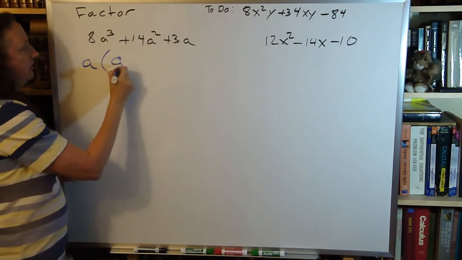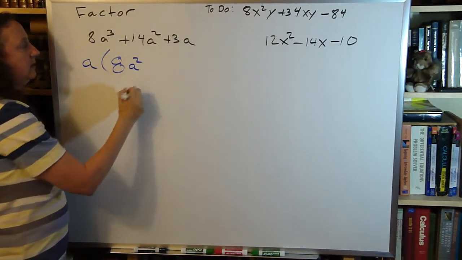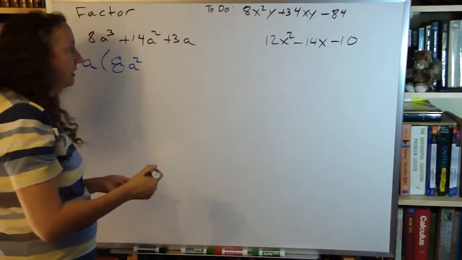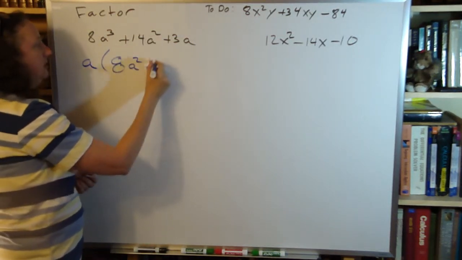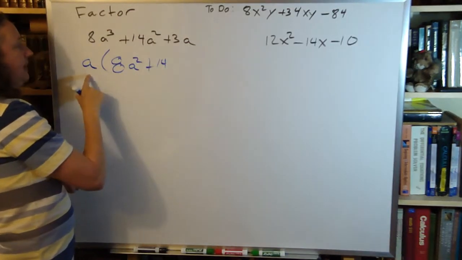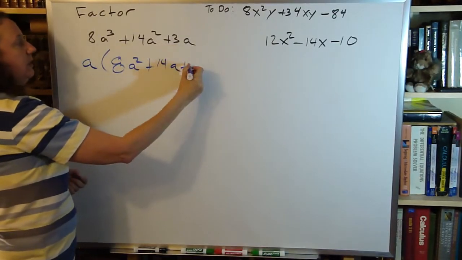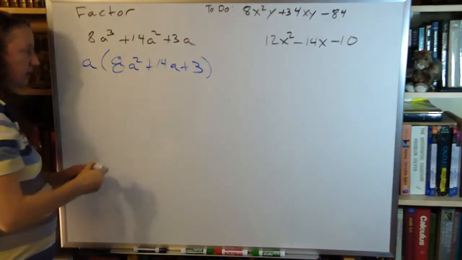Now I have 8. A cubed divided by a is a squared. Now it's starting to look more like my ax squared plus bx plus c. Plus 14. A squared divided by a, plus 3. A divided by a is 1, so that's gone.